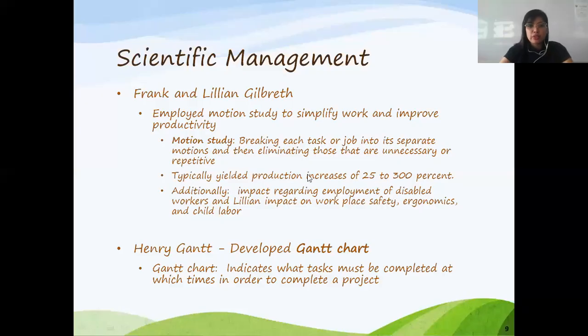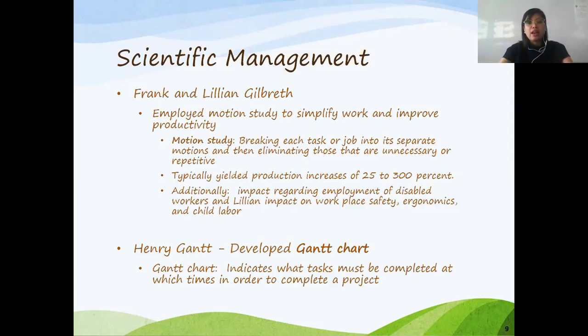According to these two, Frank and Lillian Gilbreth, they employed motion study to simplify work and improve productivity. When we say motion study, this is breaking each task or job into its separate motions and then eliminating those that are unnecessary or repetitive. It typically yielded production increases of 25 to 300%. So because of the motion study, according to these partners, because of the elimination of unnecessary or repetitive tasks, there is an increase of 25 to 300% in production of work.